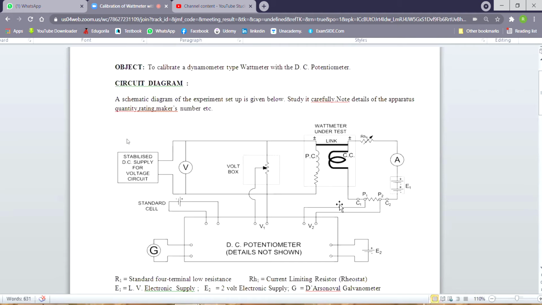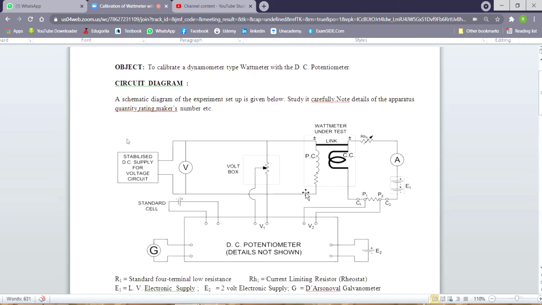The advantage is this, let me tell you. What is the pressure coil resistance? Just to be on the safe side, we assume that the pressure coil resistance is, say, 100 kilo-ohm. So when we apply 100 volt here, what will be the power loss in the pressure coil? It will be V square by R, that is 100 square by 100 kilo. So how much power will it be?